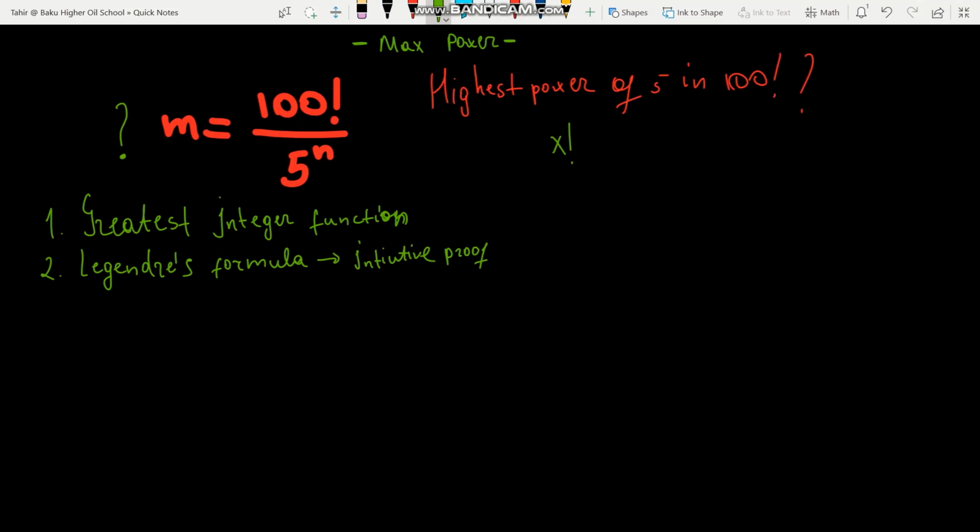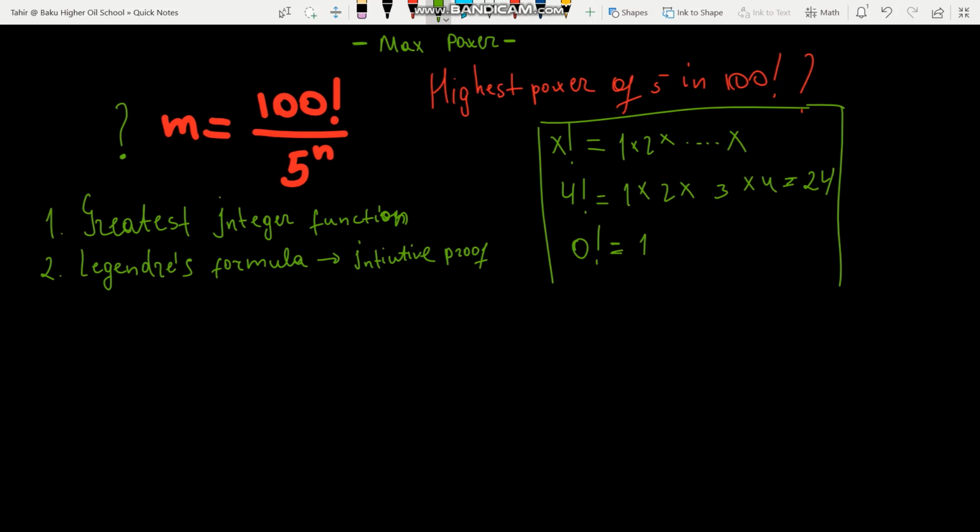x factorial is equal to the multiplication of numbers starting from 1 till x. For example, if x is equal to 4, factorial will be equal to 1 multiplied by 2 multiplied by 3 multiplied by 4, which is equal to 24. And 0 factorial is accepted to be 1, and this is the factorial function. Now you know about it.